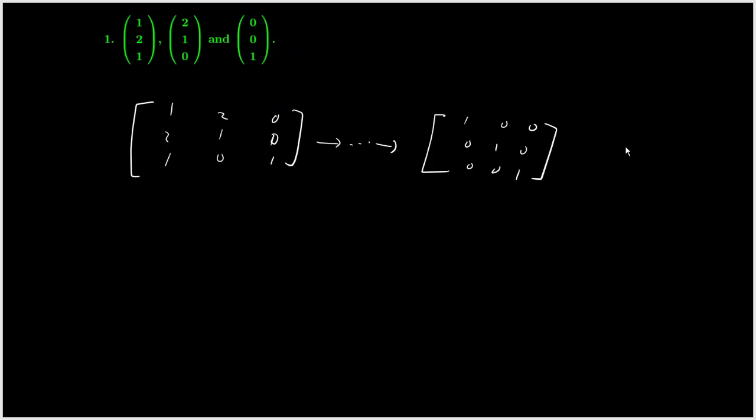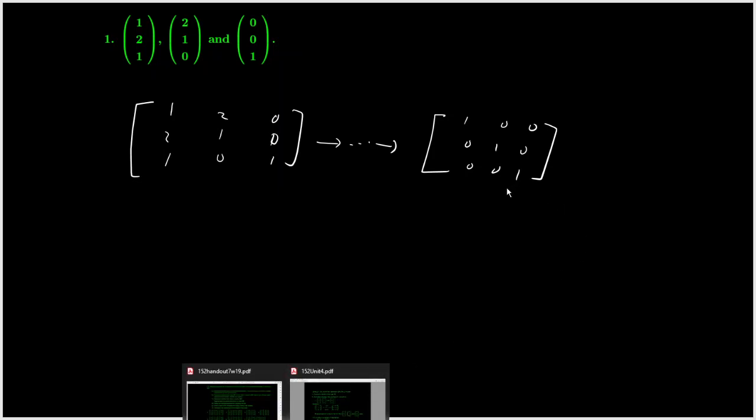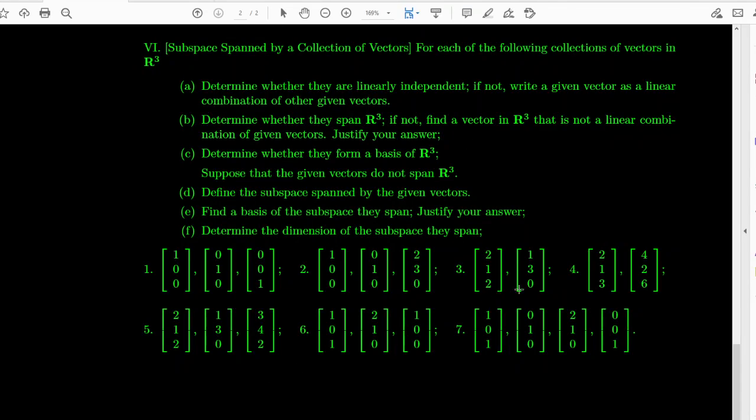Again, now we're trying to answer all the questions. You just remember the final form is the identity matrix. You look at question A: are the vectors linearly independent? Every column has a leading 1. Then the answer to A is yes.